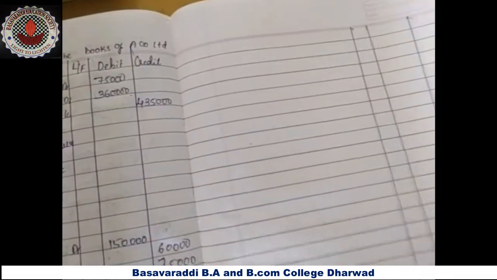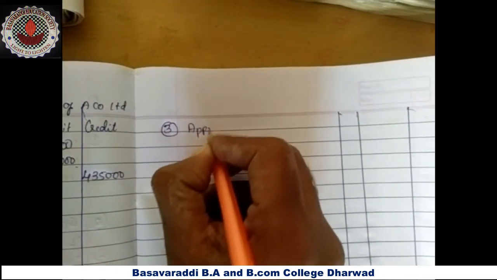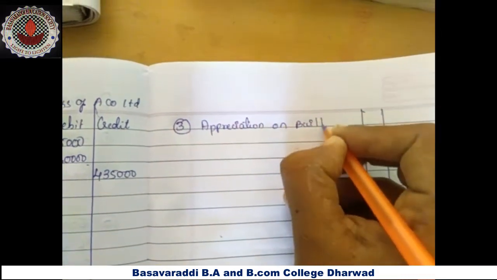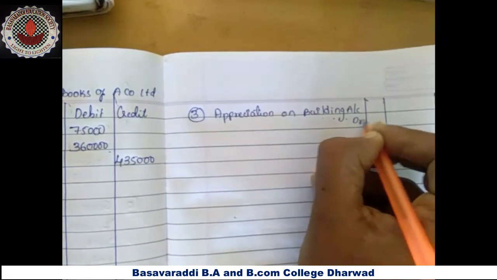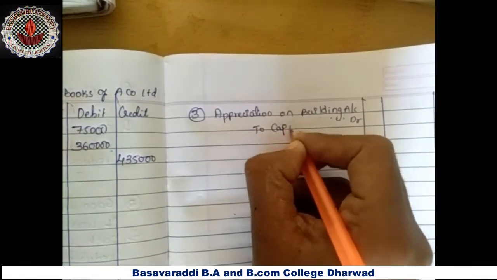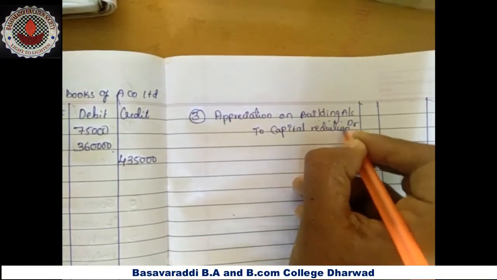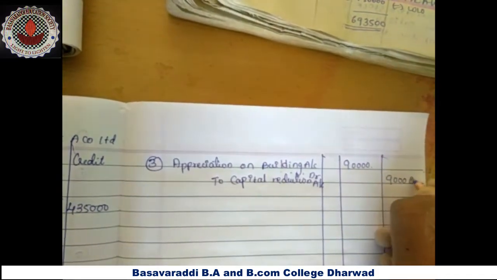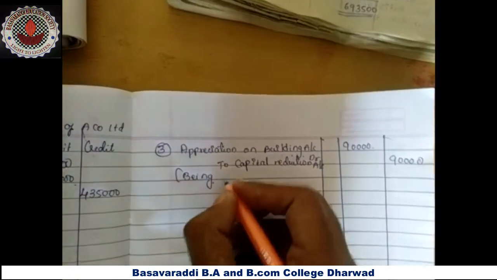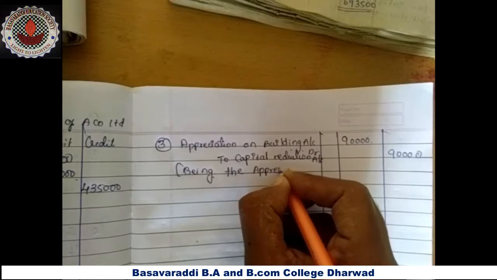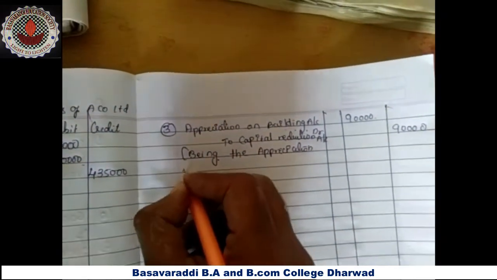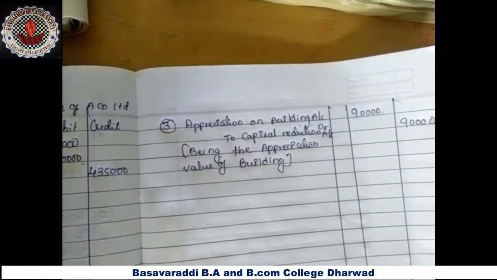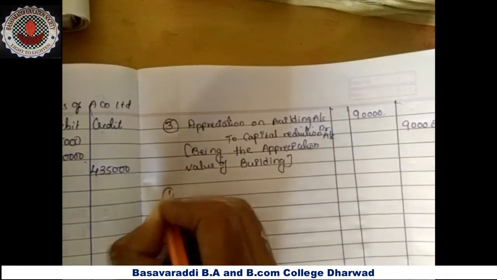Now the third entry: appreciation on building account debited to capital reduction account, capital reduction amount 90,000, being the appreciation value of building. Appreciation value of building.